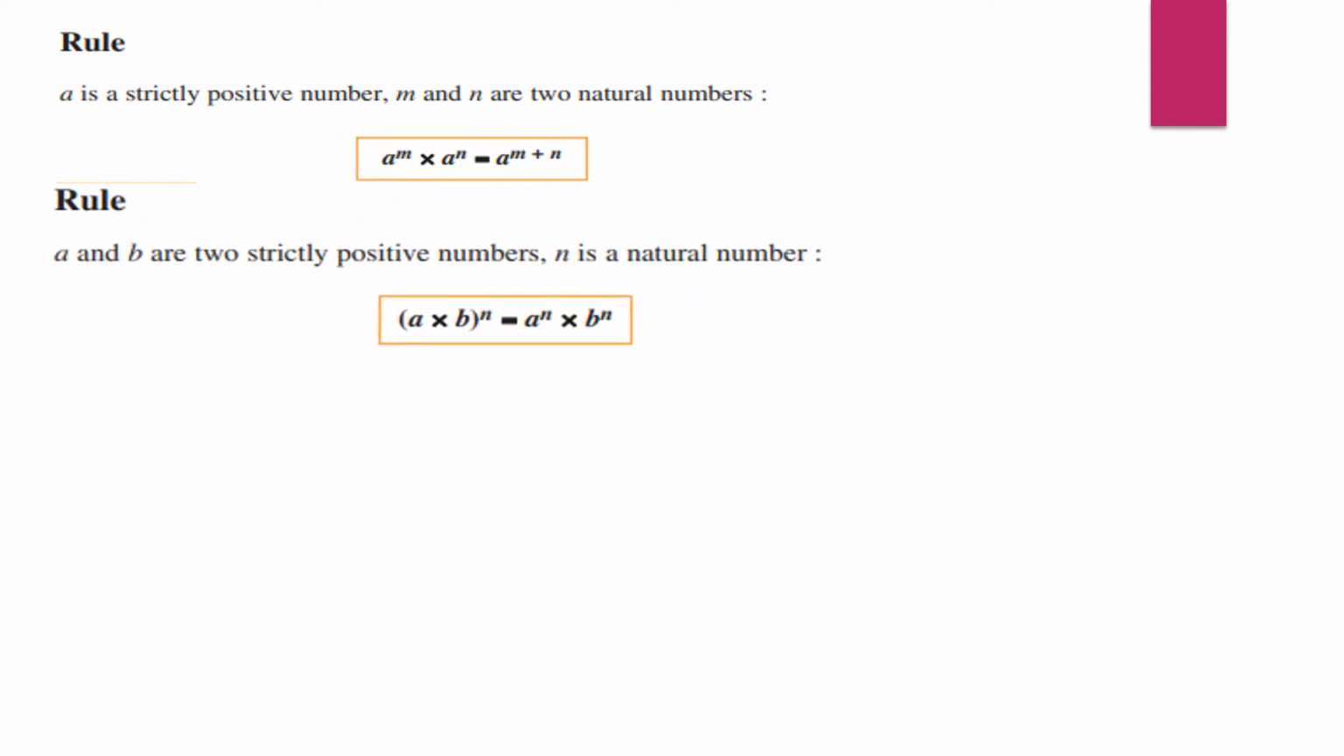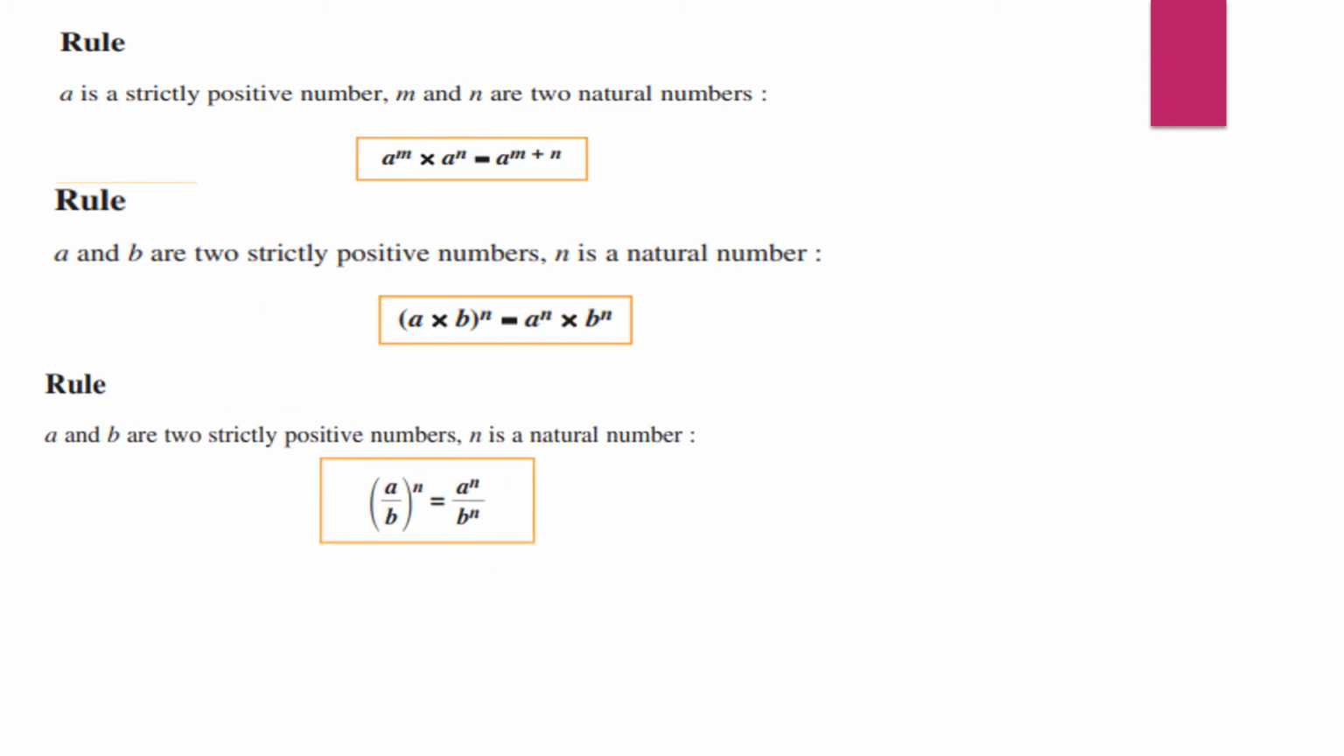Second rule, A and B are two strictly positive numbers. N is a natural number. A times B to the power N equals A power N times B power N. In this rule, we remove the bracket. But how? We distribute the exponent N to each factor inside the bracket. So we put the exponent N on the first factor, it becomes A power N, and then we put the exponent N on the second factor inside the bracket, we get B power N.